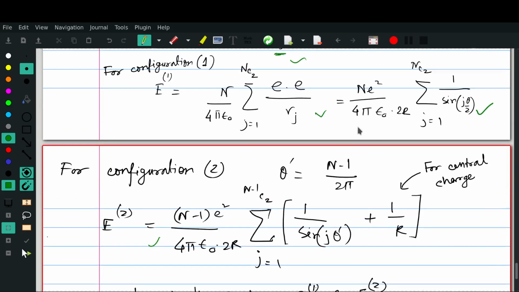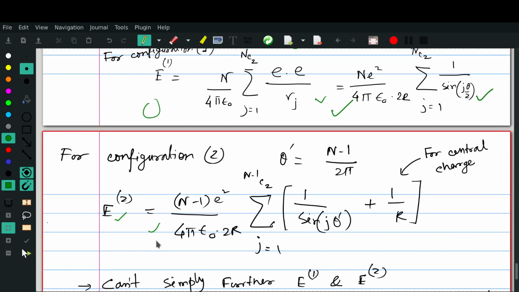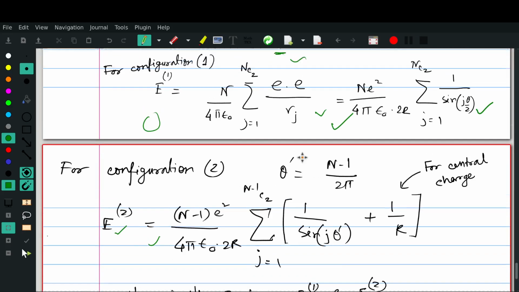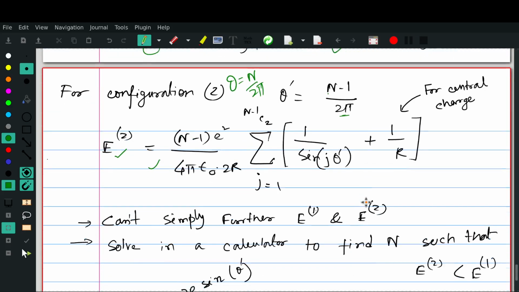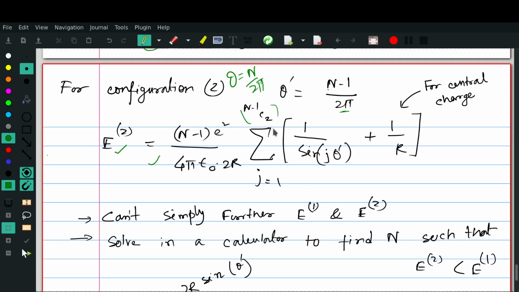This is for the first configuration where all of the charges are on that circle, and this is for the other configuration where not all of the charges are on the circle. The difference will be that the thetas from these two problems will be somewhat different. The theta for the previous problem was 2 pi by n, and for this problem that will be 2 pi by n minus 1. The number of combinations will remain the same because the total particles are still n.